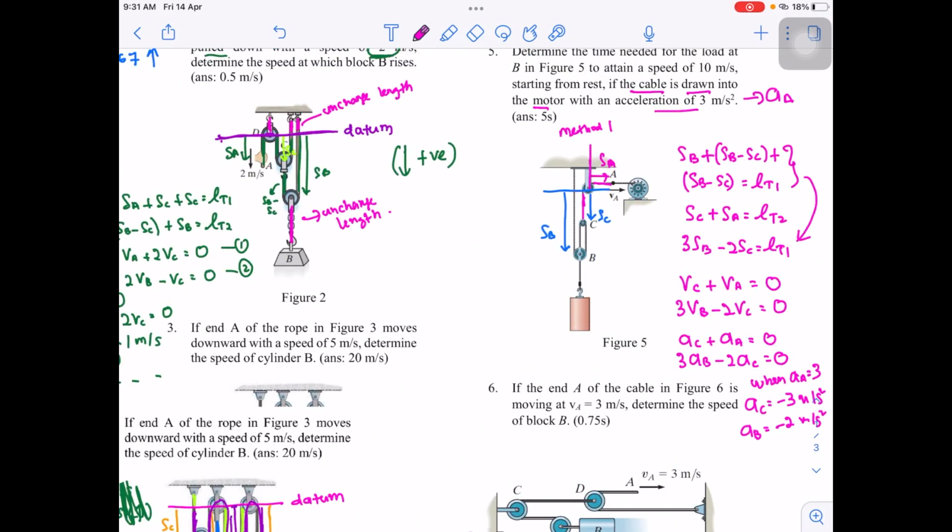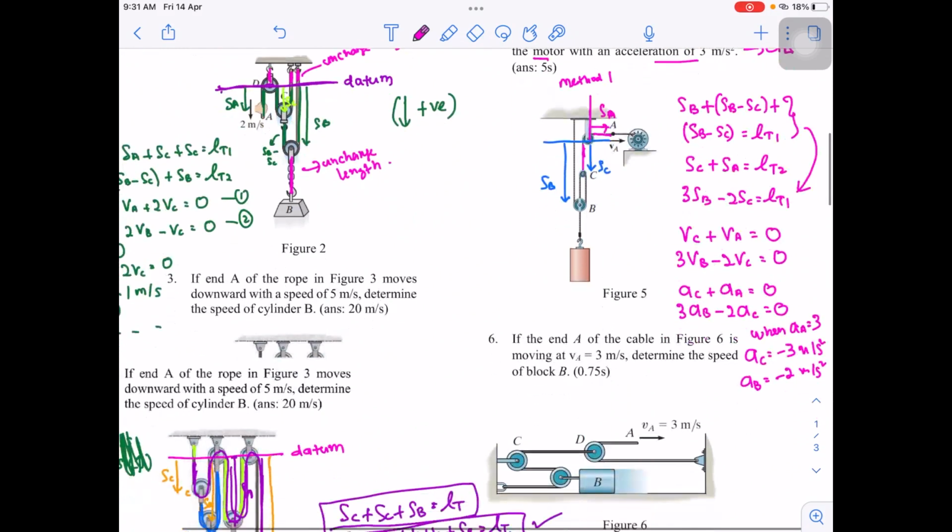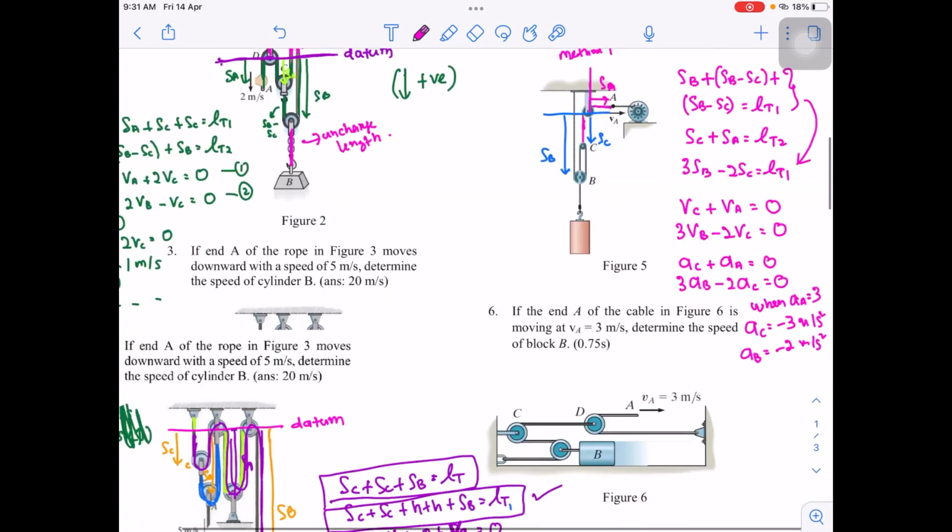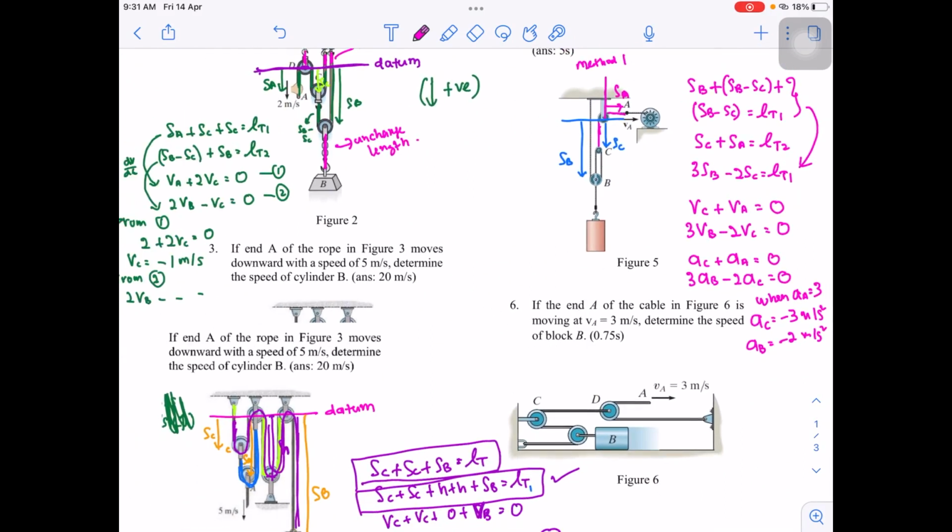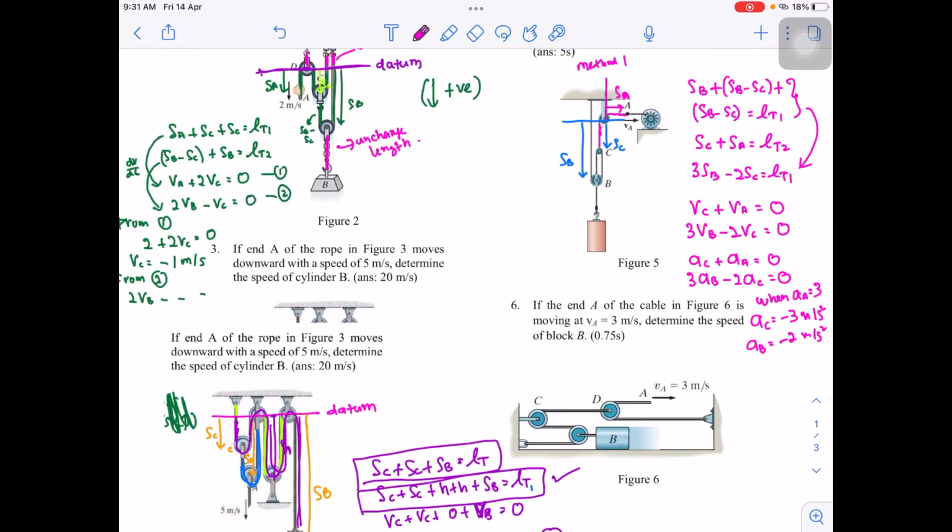Okay, alright. So what is the time needed for the load at B to attain speed? So you get AB is negative 2 meter per second squared. So to find T, to find the time needed, use the equation V equals U plus AT.